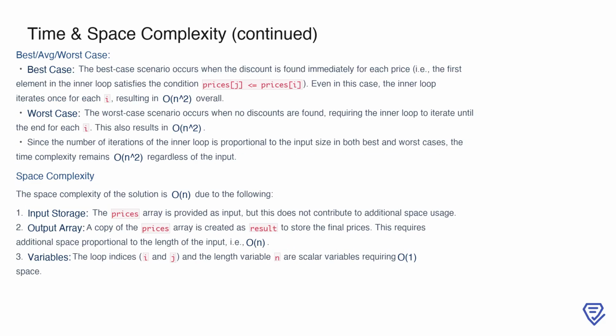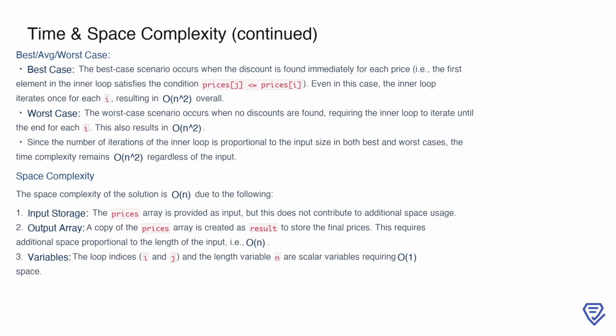In terms of specific cases, the time complexity remains O(n²), regardless of the input. In the best-case scenario, the discount for each item is found immediately, meaning the inner loop only executes once for each outer loop iteration. However, even in this case, the overall complexity is still O(n²). In the worst-case scenario, no discounts are found, so the inner loop iterates all the way to the end for each item, which also results in O(n²). Therefore, the number of iterations in both best and worst cases is proportional to the input size, making O(n²) the time complexity in all scenarios.